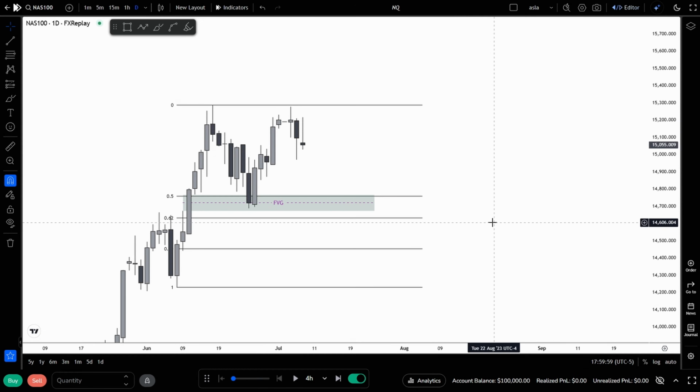We define the range, wait for equilibrium and discount to form, and then look for price to react from a PD array in discount when we are looking for longs.